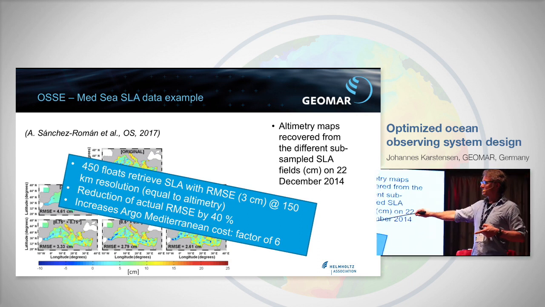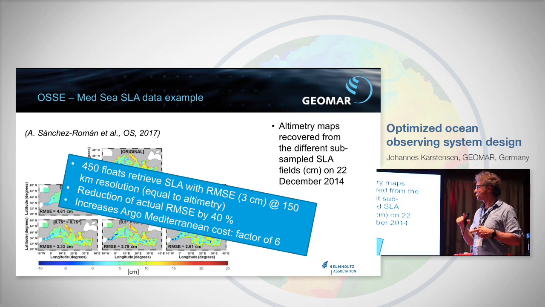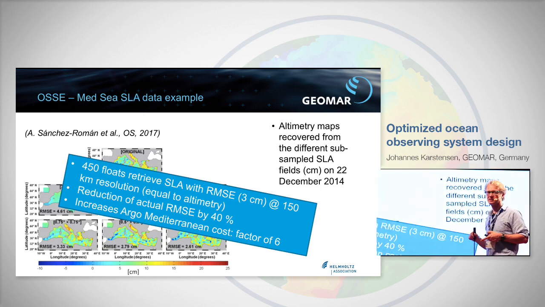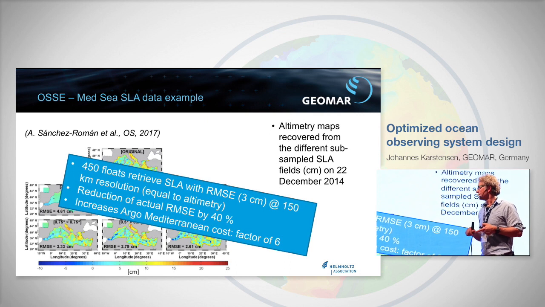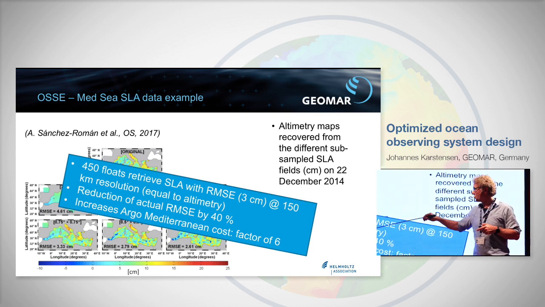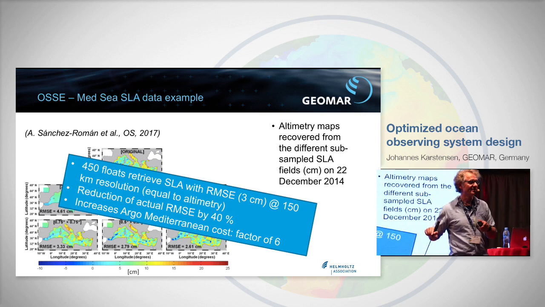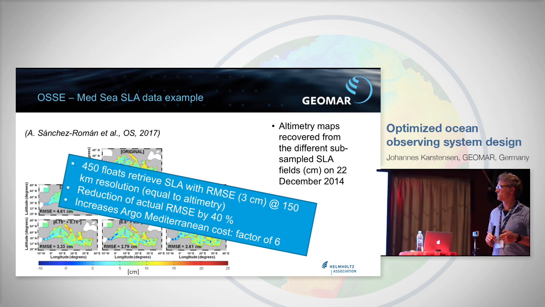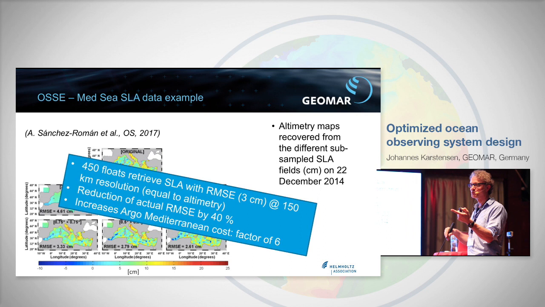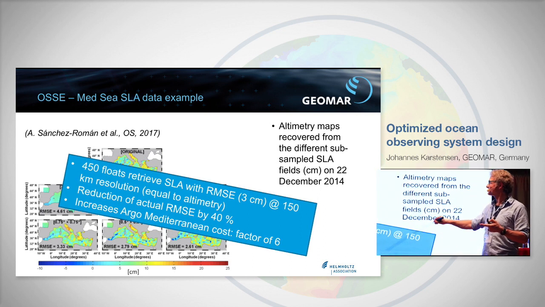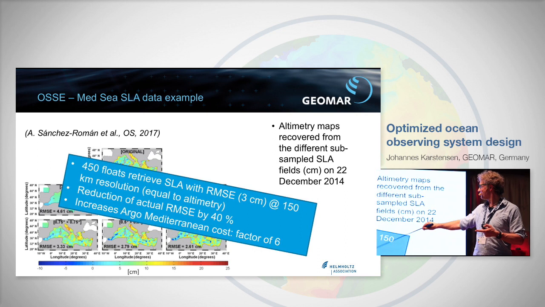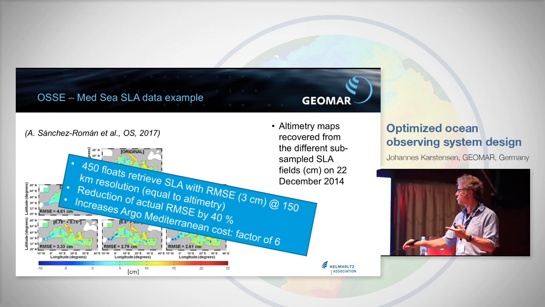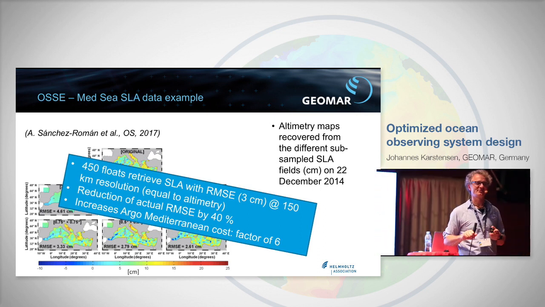Then you will get these characteristics: an RMS error of 3 centimeters of the sea level anomaly, considering 150 kilometer resolution. And that actually would reduce the RMS error by about 40% if you compare it to the current coverage of Argo in the Mediterranean. The very interesting conclusion also was that they estimated, of course, because of the increase in the floats, you will need about a factor of 6 more investment into floats. But actually, these numbers really matter to society, right?